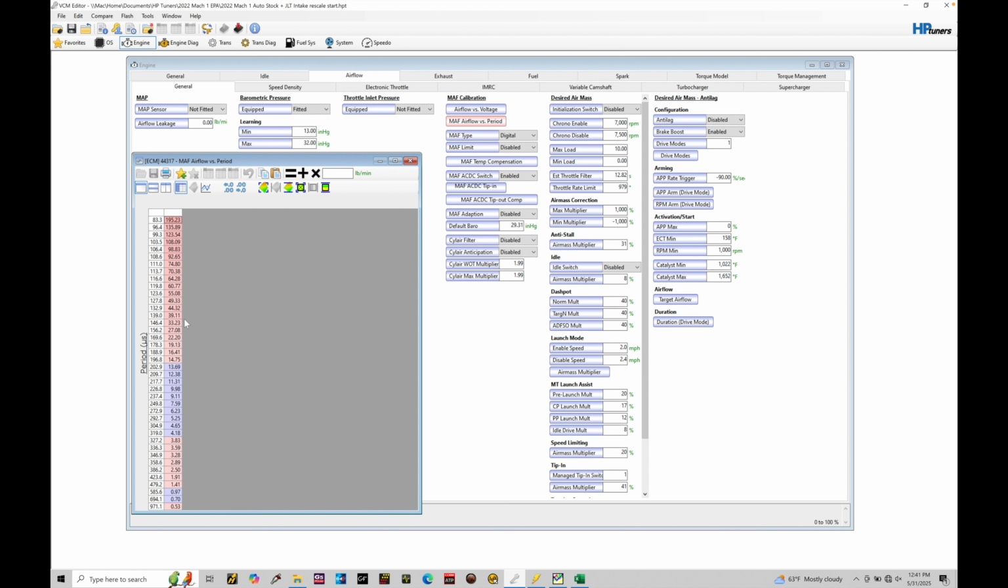So let's talk about that real quick, and then we'll talk about a couple of the changes that we made, and then we will jump into the VCM scanner to also discuss a few things that are very important for getting successful results in the MAF tuning process.